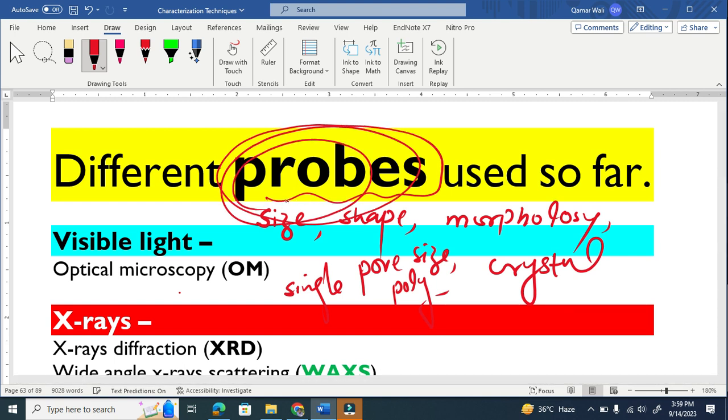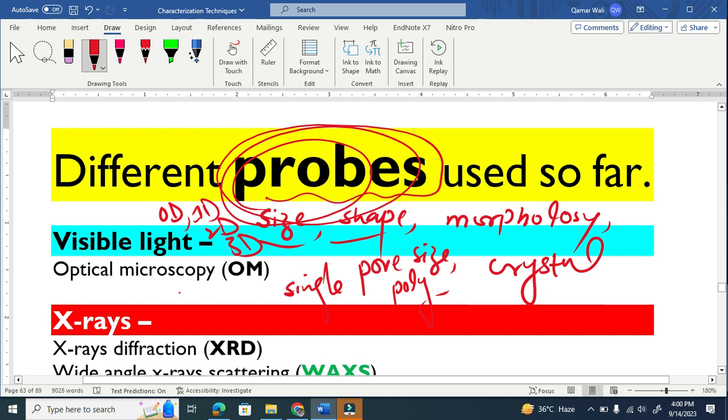Probes basically mean that because of these probes, they reveal information about the material's nature, like the size, the shape, or whether it is one dimension or zero dimension, or two dimension or three dimension. All this information is revealed by these probes.